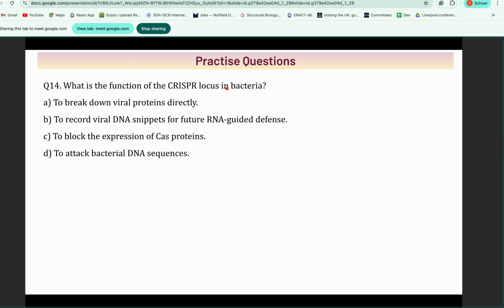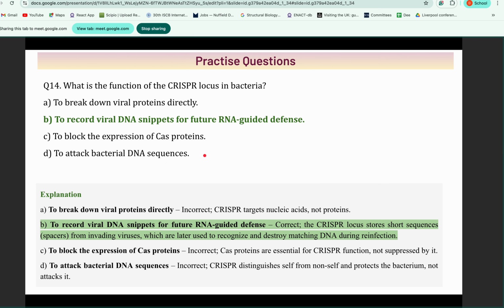Next question is, what is the function of the CRISPR locus in bacteria? Option A, to break down viral proteins directly. Option B, to record the viral DNA snippets for future RNA-guided defense. Option C, to block the expression of Cas proteins. And option D is to attack the viral DNA sequences. Sorry, bacterial DNA sequences. Okay, so it's also straightforward.